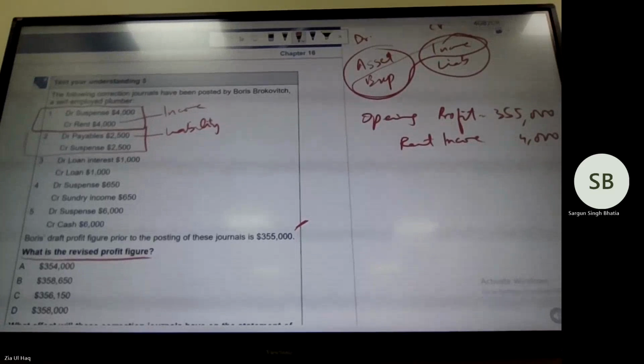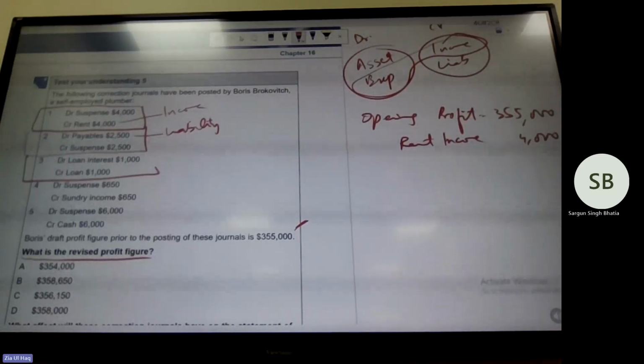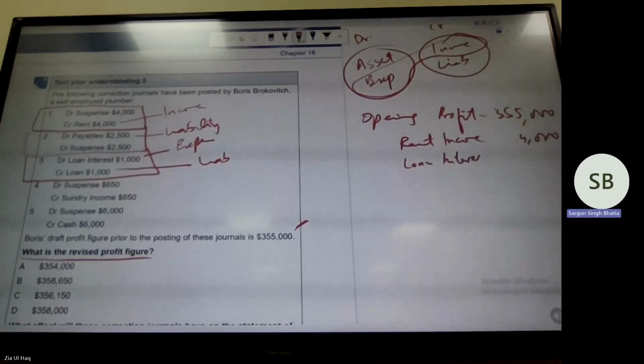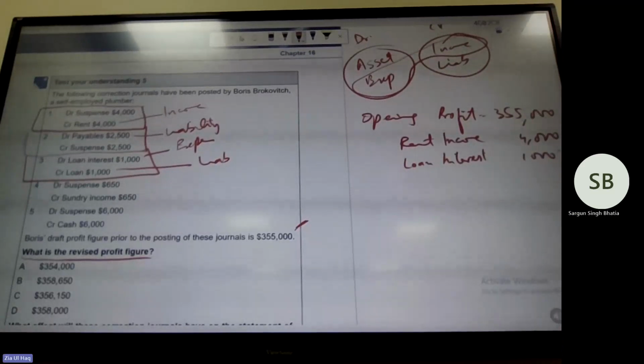Okay, loan interest debit, and loan credit. What is loan interest? It's an expense. And what is loan? It's a liability. So this expense, loan interest, do we need to add or subtract? We will subtract 1,000.